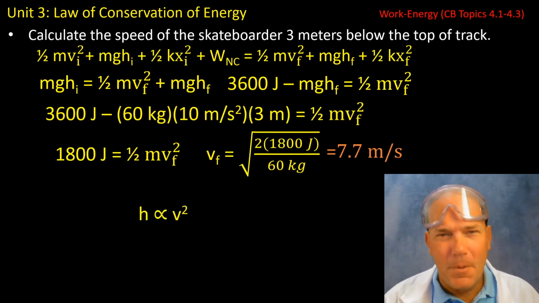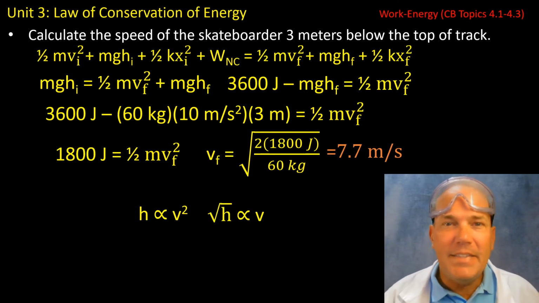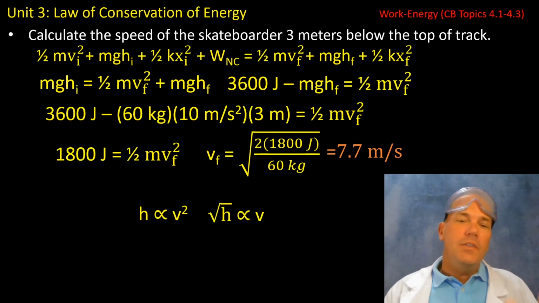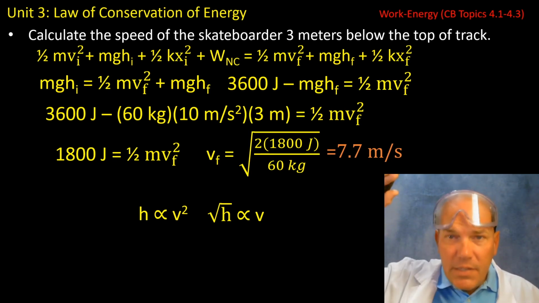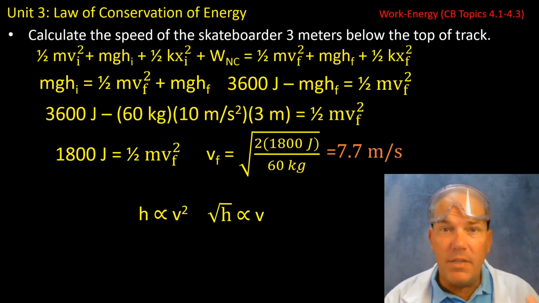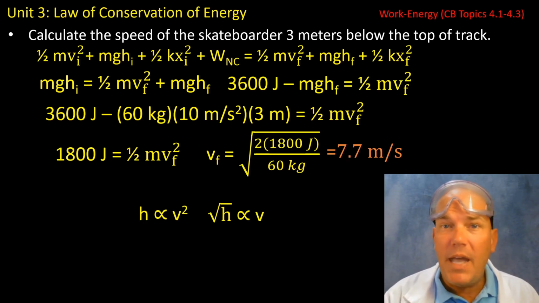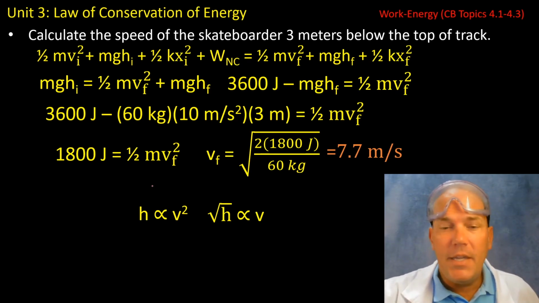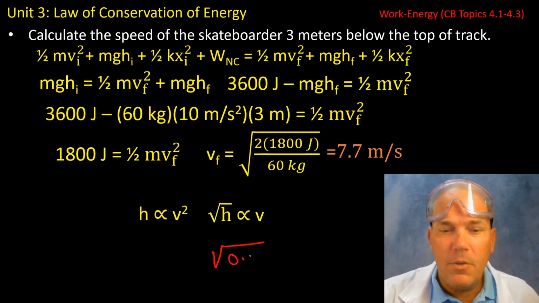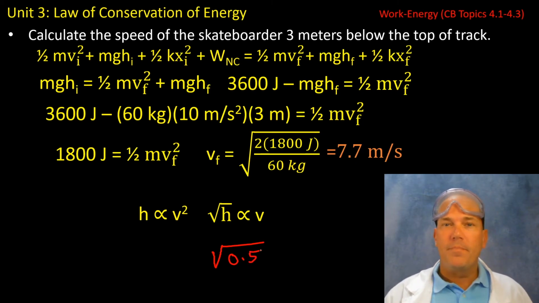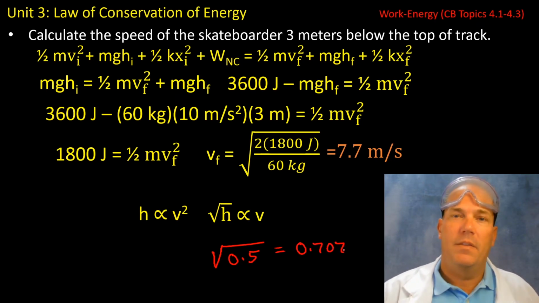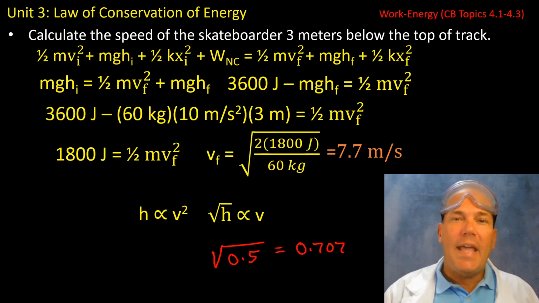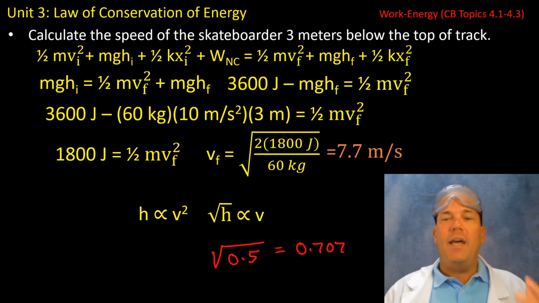Well, let's look at our proportionalities. This is a non-linear relationship. So because the height, when compared to when the skateboarder went 6 meters all the way to the bottom and reached a speed of 11 meters per second, because the height is half of that, we want to take and put the square root of 0.5. Well, what is that? Well, that's equal to 0.707, which means that our speed is going to be that much less.